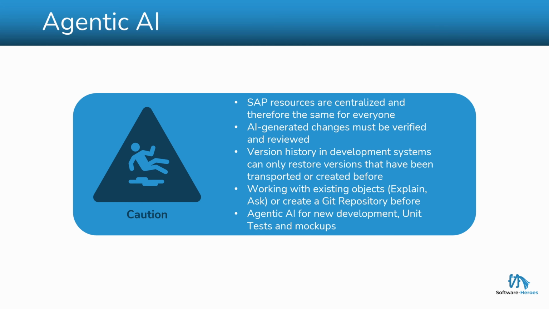When dealing with version history, please note, if an object is newly generated, there is no version history. If an existing object has been modified, there is most likely a version history, but only to the state at the time of the export. This means that restoring the version is either not possible at all or only partially possible.